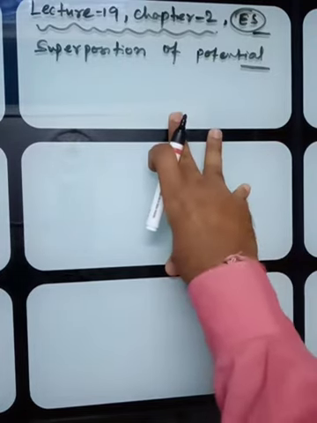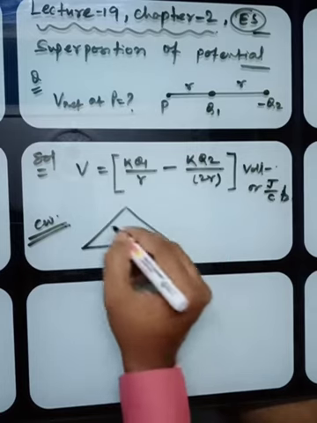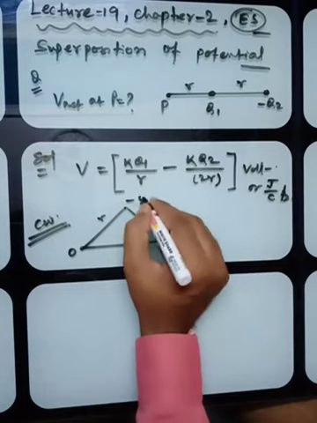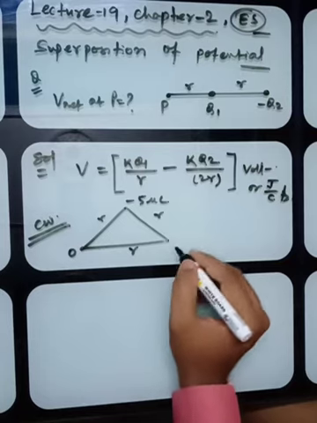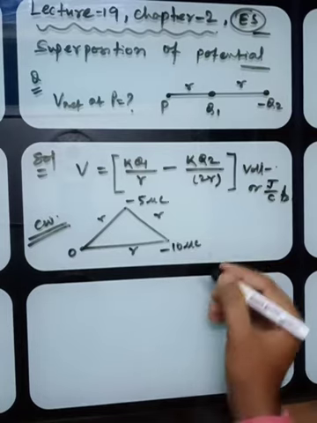You have to find the potential due to this system. Okay, equilateral triangle. You have to find the potential at this point. Minus 5 microcoulomb, and this is minus 10 microcoulomb. Okay, my dear students, you have to find the net potential at point O with proper calculation. That was question one. Second question.